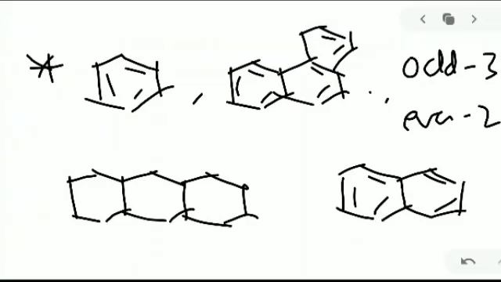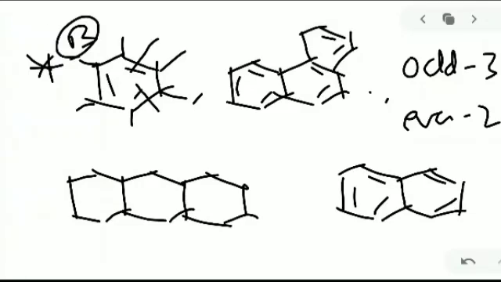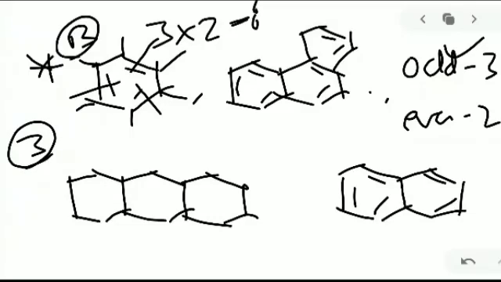For example, in benzene there are 6 carbon atoms with 6 hydrogens. How many pi bonds are there? Here 1, here 1, here 1, so 3 pi bonds. 3 into 2, so 6 electrons are present in the benzene ring. Since 3 is an odd number, it should be aromatic. So benzene is an aromatic compound, and it is a more stable compound.